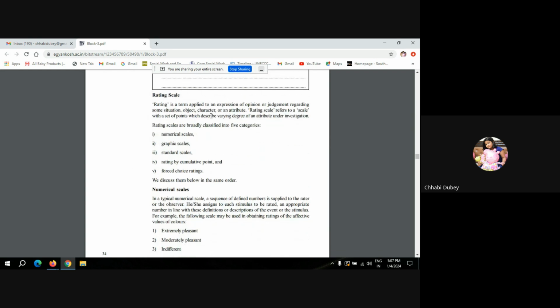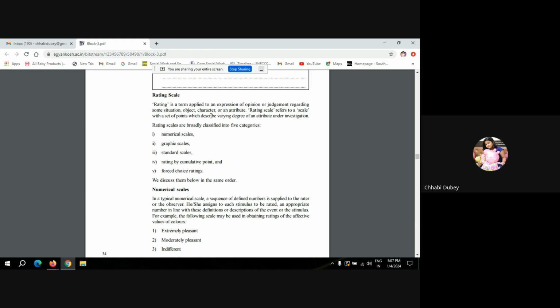Now, the rating scales. Rating scale is a term applied to an expression of opinion or a judgment regarding some situation. There will be a set of points which describe the varying degrees of an attribute under investigation. They may be broadly categorized into five categories: numerical scale, graphic scale, standard scales, rating by cumulative points, and finally the forced choice ratings.